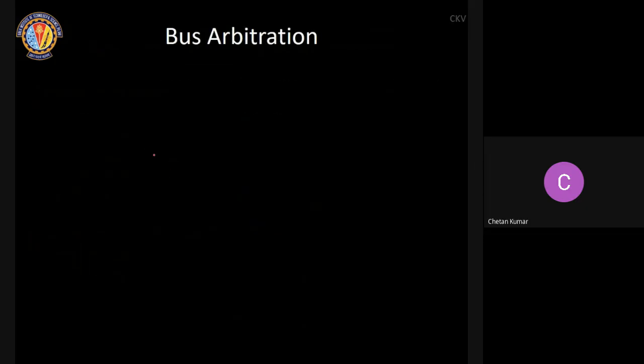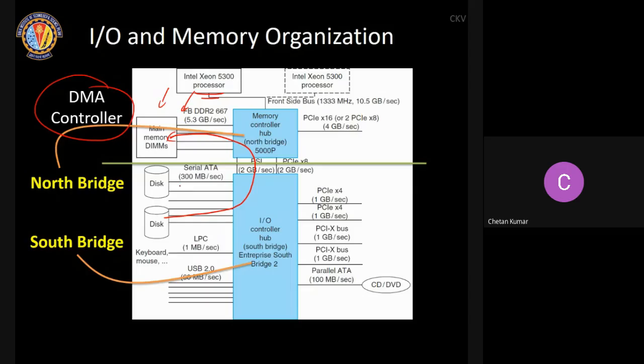Whenever you have such a communication where many devices are connected, you need some kind of arbitration. What I mean by arbitration is, let's say this disk is requesting the data and there is some other IO which is also requesting the data from the processor. In that case, there will be some kind of mechanism to choose which request is to be taken first.